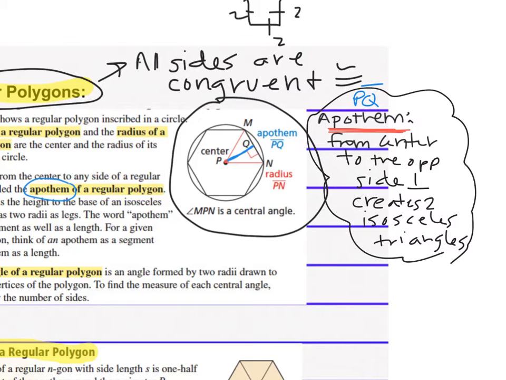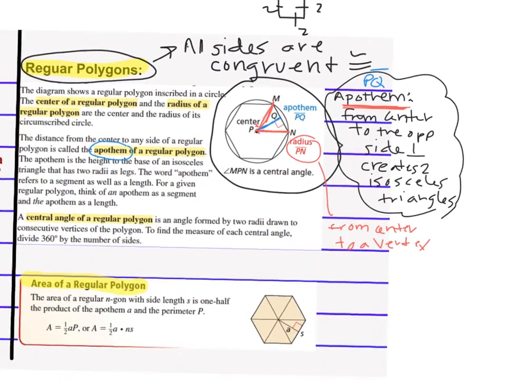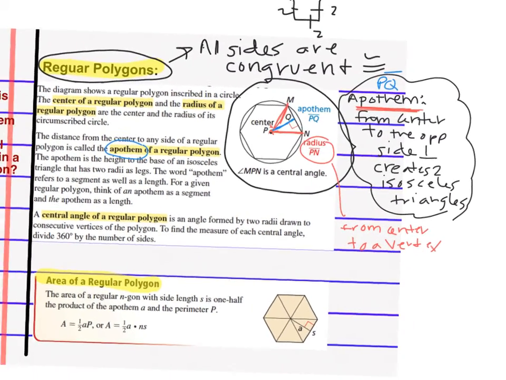All right, the radius, you don't want to be confused about the radius. PN is a radius. It goes from the center, from point P, to a vertex. So PN is a radius, PM is a radius. I could draw other ones over here. These are all also radii as well. Okay, so that's what a radius is versus an apothem. The other thing that you need to know is a central angle.